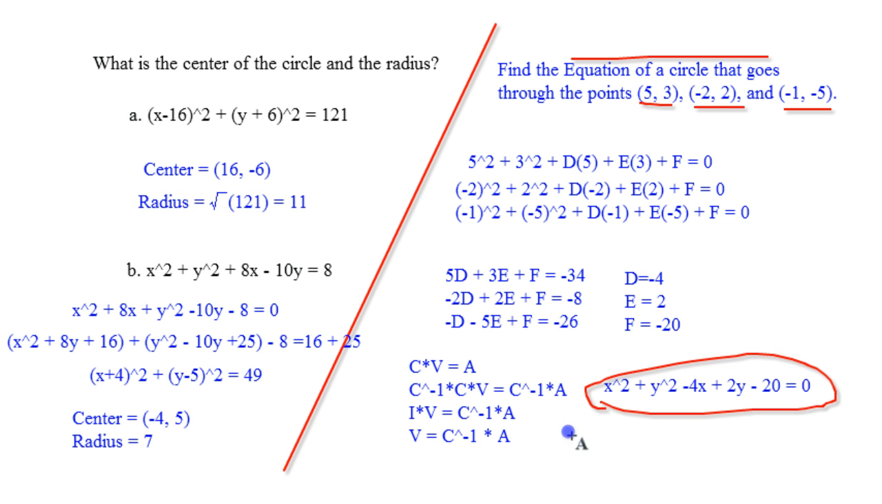If I wanted to do the standard form, I would just do completing the square again, and I'd probably get, let me see, (x minus 2) squared plus (y plus 1) squared equals, let me see, put the 20 on the other side, 20 plus 4 plus 1 is 25. And it would be a circle with the center being (2, negative 1), and the radius is equal to 5. Voila.